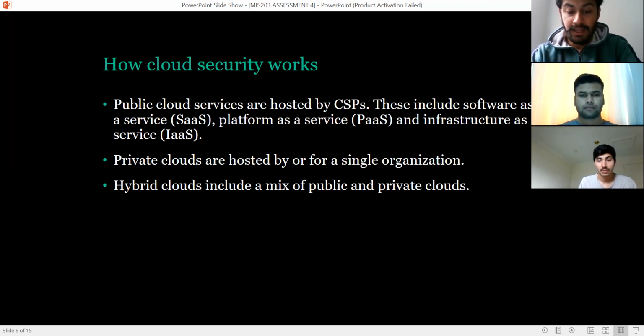As a result, cloud security mechanisms take two forms: those supplied by CSPs and those implemented by customers. It is important to note that handling of security is rarely the complete responsibility of CSPs or the customers. It is usually a joint effort using a shared responsibility model.